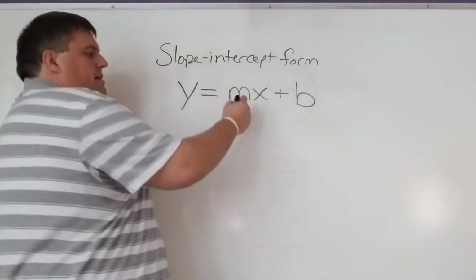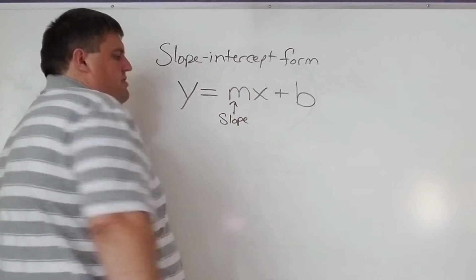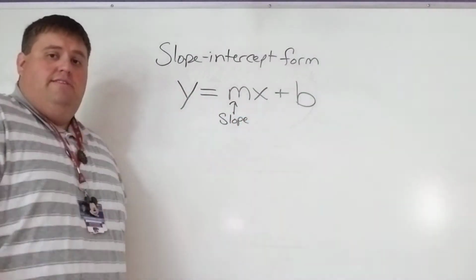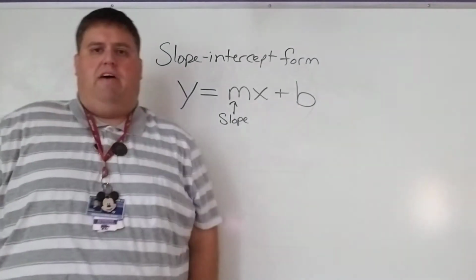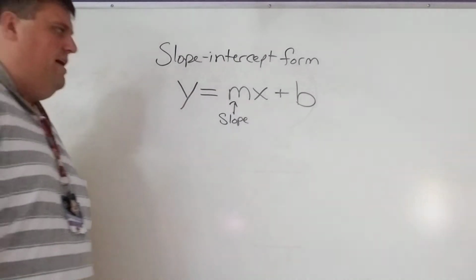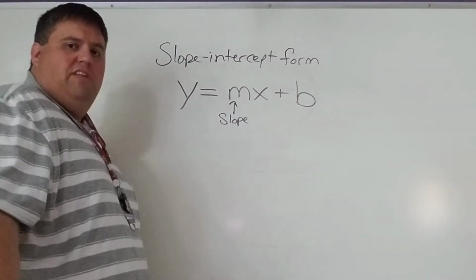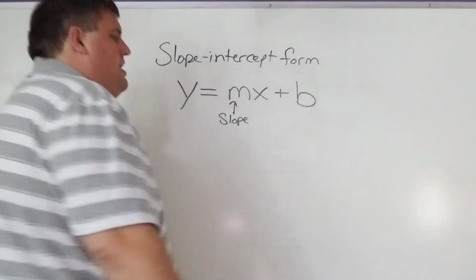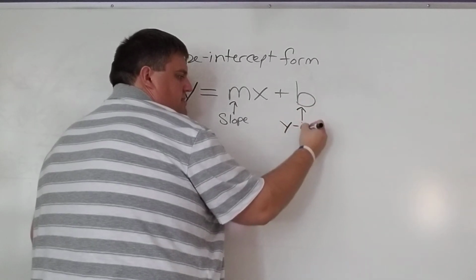The m, just like we talked about yesterday, is our slope. So our slope is always going to be this number. If it's written like this, it's going to be this number that's in front of x, the coefficient of x. And it's kind of nice because we can just look at an equation and tell what the slope of a line is if they give it to us in slope-intercept form. The b over here is the y-intercept.